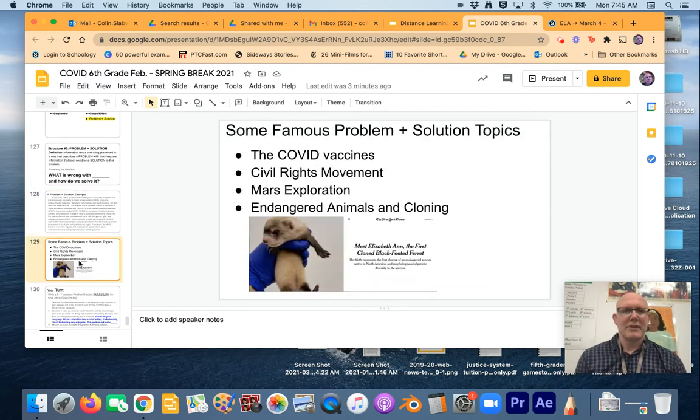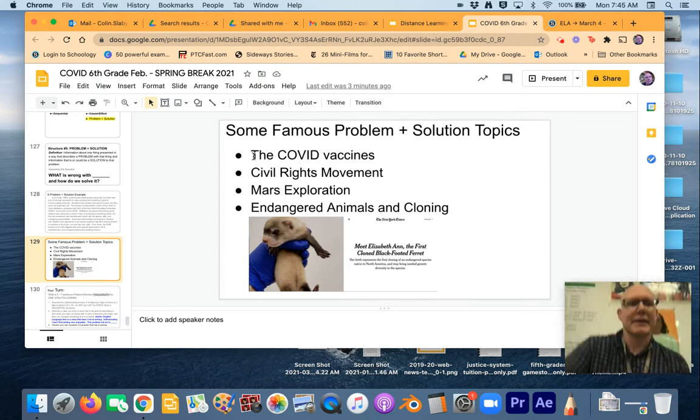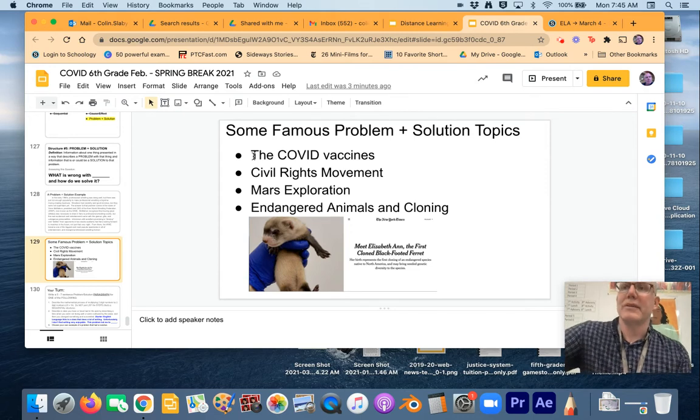So a couple of examples, this problem solution topics are really all over the place, right? A lot of today's writing that you see is based on that. So we've got the COVID vaccines as a problem solution, right? We have the pandemic, right? We have to solve the pandemic. So the vaccines are the solution to it. The science behind it is how have we solved that?